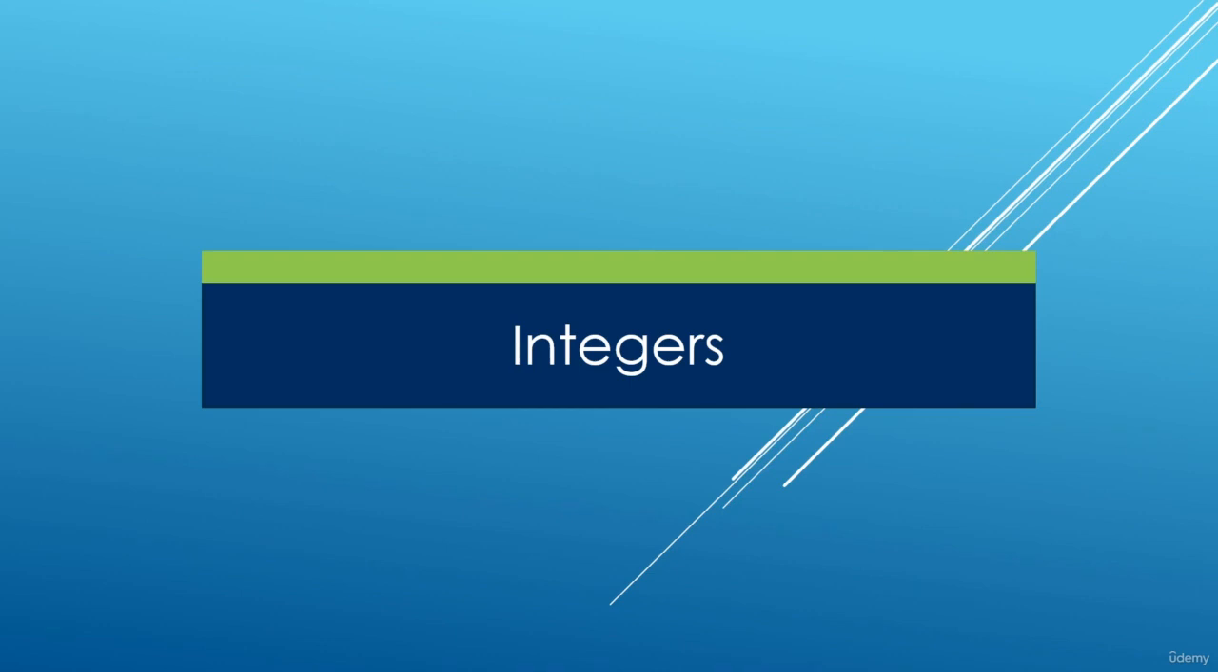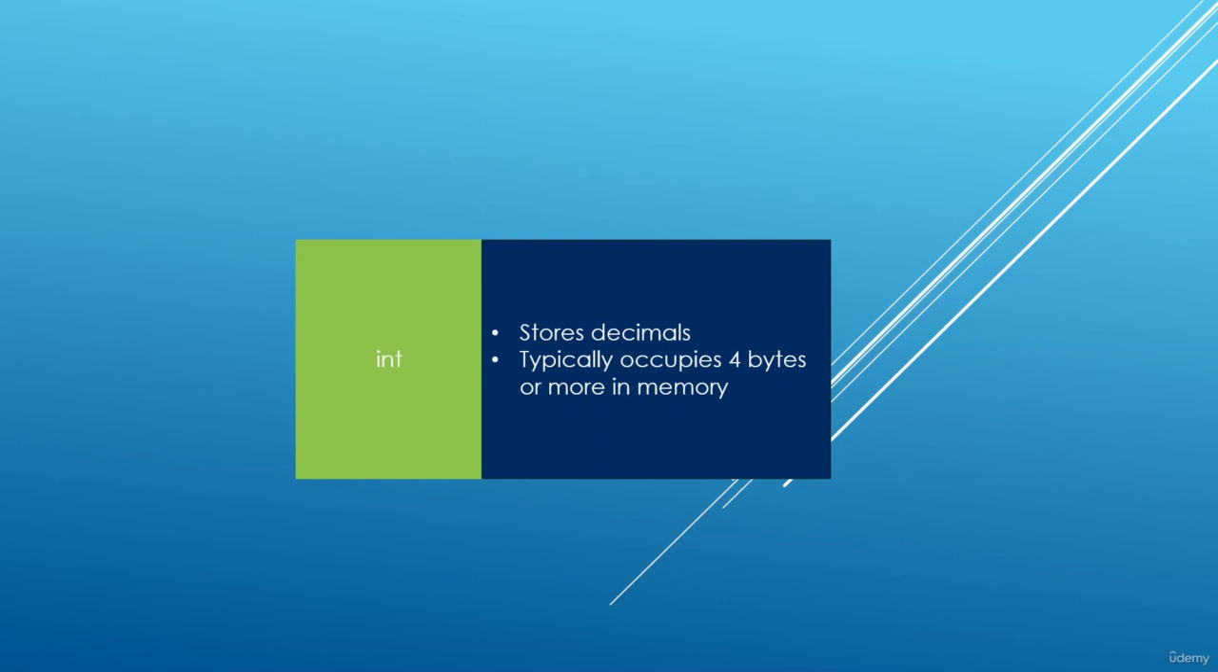In this lecture, we're going to learn a little more about integers in C++. Integers are represented by int in C++. It's what you see on the left here. And they are used to store whole numbers, things like 1, 2, and 3. They typically occupy 4 bytes or more in memory, but most times it's going to be 4 bytes.